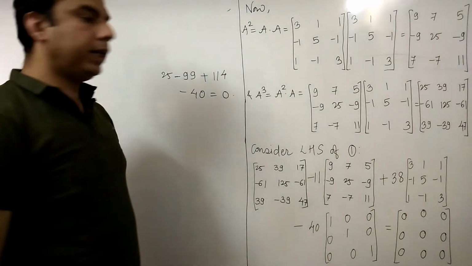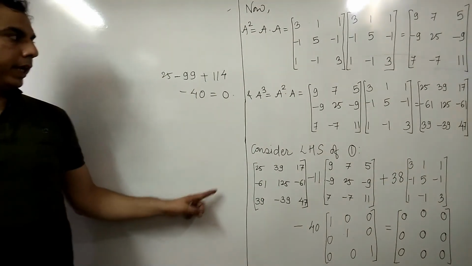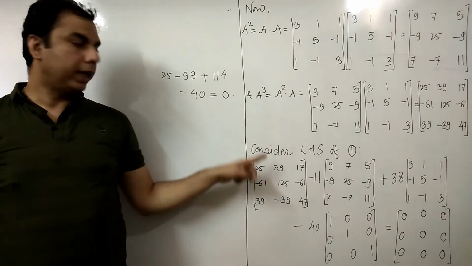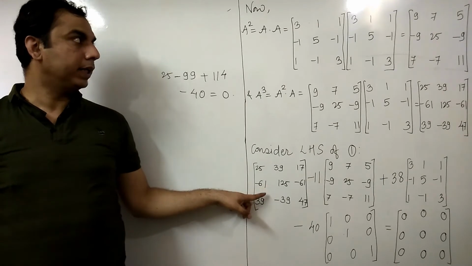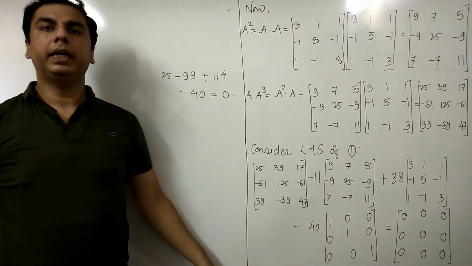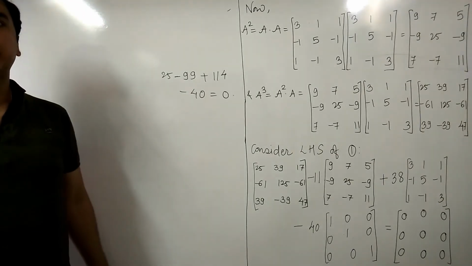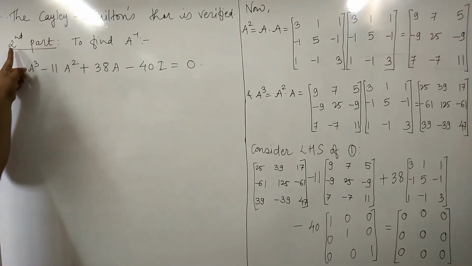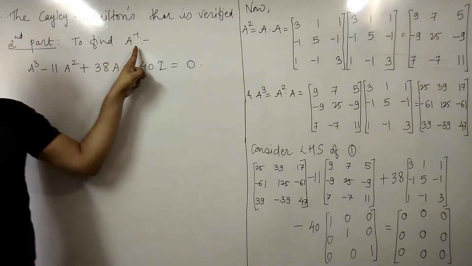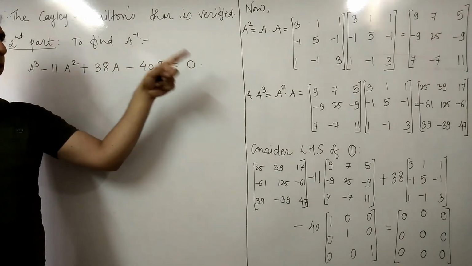So since we are getting a null matrix on the right hand side, we can say that the characteristic equation of matrix A is satisfied by A. So hence we can say that the Cayley-Hamilton theorem is verified. Now in the second part, we have to find A inverse using Cayley-Hamilton theorem.